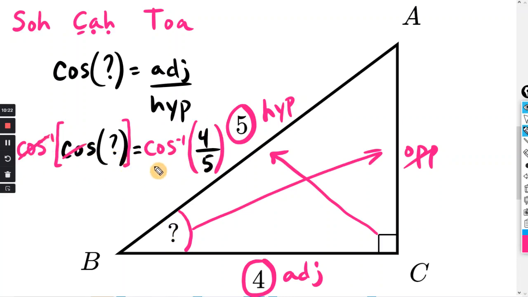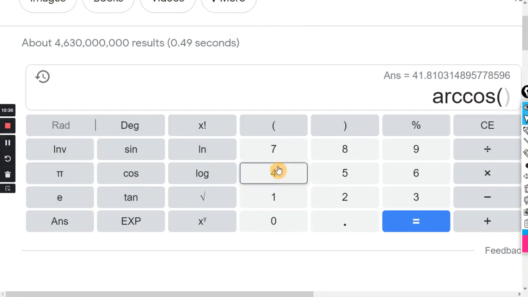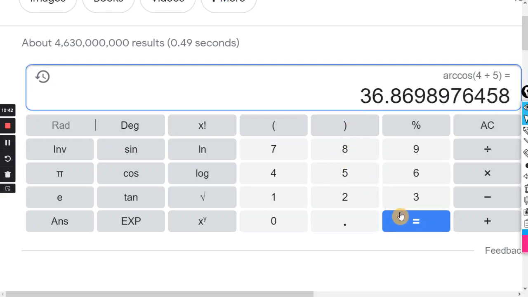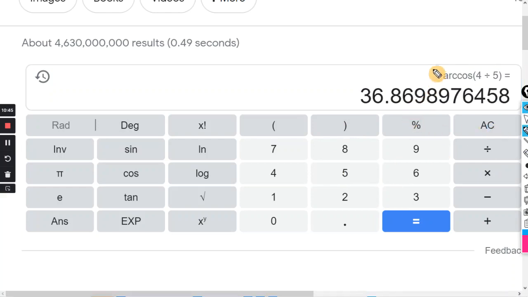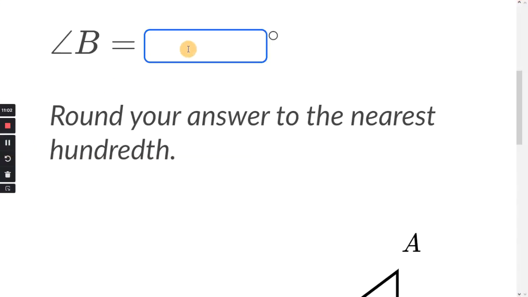We're solving for question mark. We're going to do inverse cosine of 4/5 on the calculator. Okay, so we have inverse cosine, in parentheses, 4/5, which is 4 divided by 5, and then close parentheses, click equals. All right, 2 decimal places, you want to look at the third decimal. If it's 5 or more, you round it up. So 36.86 becomes 36.87. 36.87.